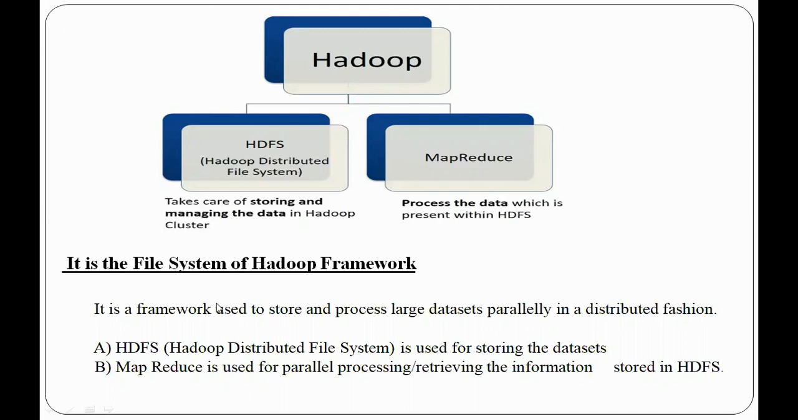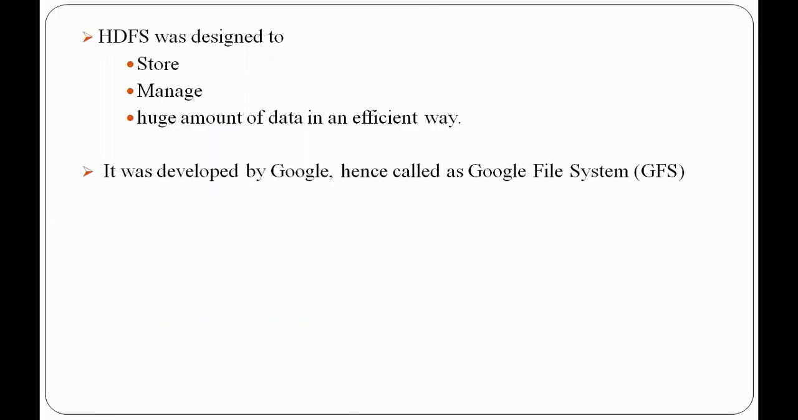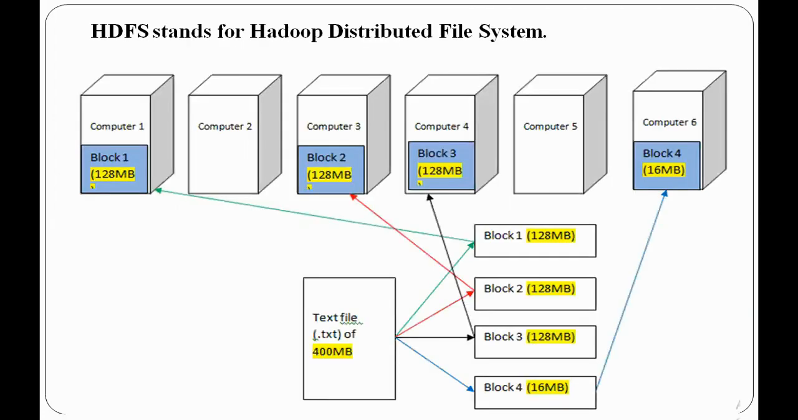So generally I can say Hadoop framework is used to store and process large data sets parallelly in a distributed fashion. So here HDFS particularly store and manage the data. MapReduce part is used for processing the data stored in HDFS. So HDFS was designed to store, manage huge amount of data in an efficient way. Actually, this HDFS was developed by Google, hence it is also called as Google File System, in short GFS.